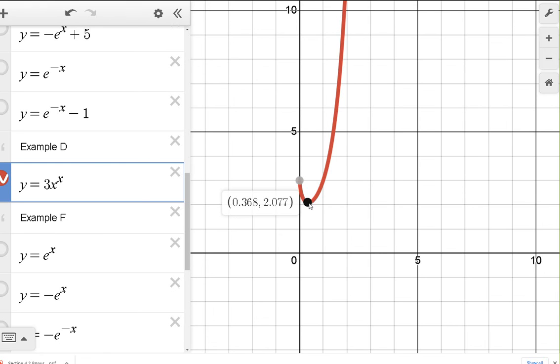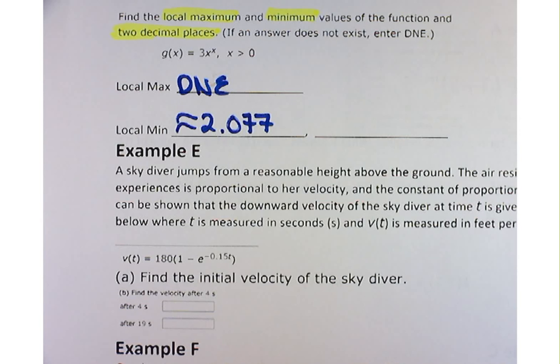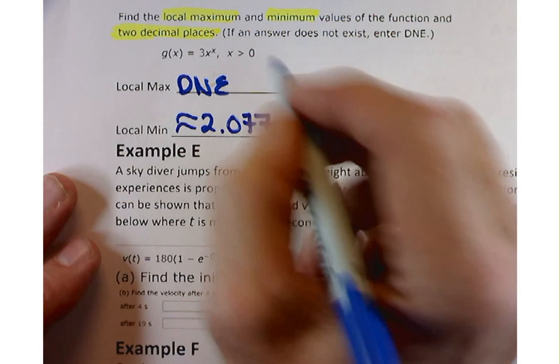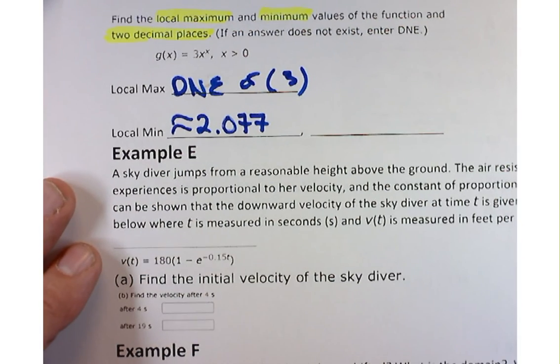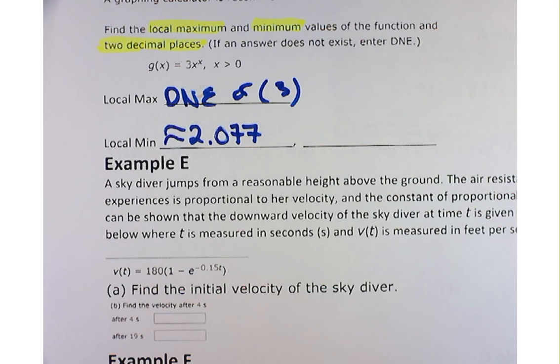Okay, great. Now there is no local maximum, so you would enter D and E for there. I mean, I guess you could consider 3 a local maximum. I don't know. I go back and forth in my mind as to whether or not I consider 3 a local maximum. I'd cut you some slack on that. If you put 3 on a test, yeah, I'd take that. Personally, I guess I don't think of that as a local maximum, but I know a lot of authors disagree with me, and that's fine.